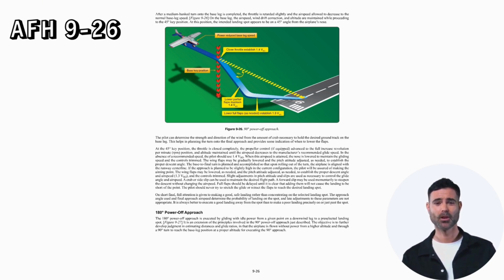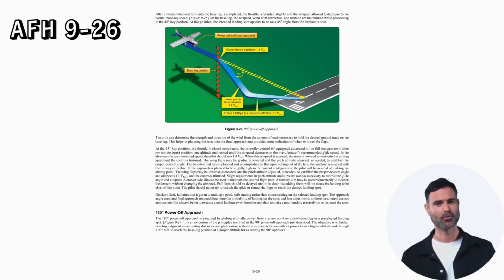The pilot can determine the strength and direction of the wind from the amount of crab necessary to hold the desired ground track on the base leg. This helps in planning the turn onto the final approach and provides some indication of when to lower the flaps.